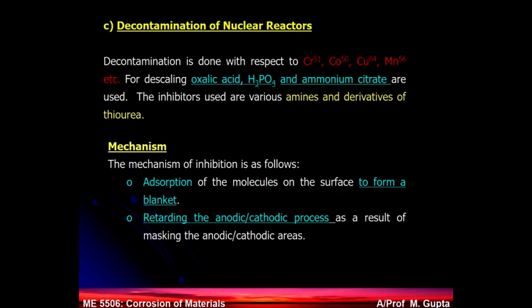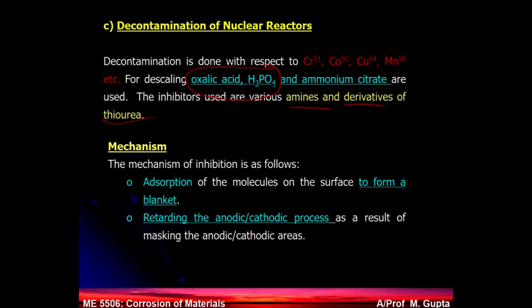In nuclear reactors, radioactive isotopes are taken care of by oxalic acid and orthophosphoric acid. And to mitigate that effect on the metallic surface, again you use amines and derivatives of thiourea. So once again, that only shows the application of acid solutions in some of the industries. You're not supposed to memorize the names of these inhibitors. It is only for your information.